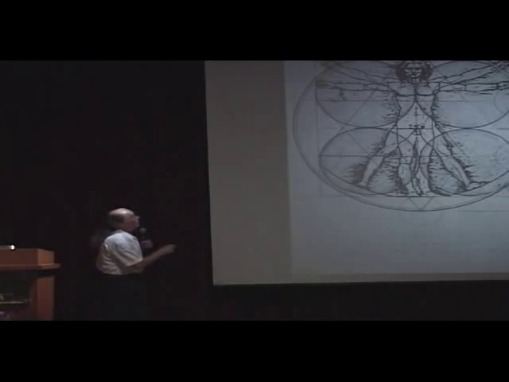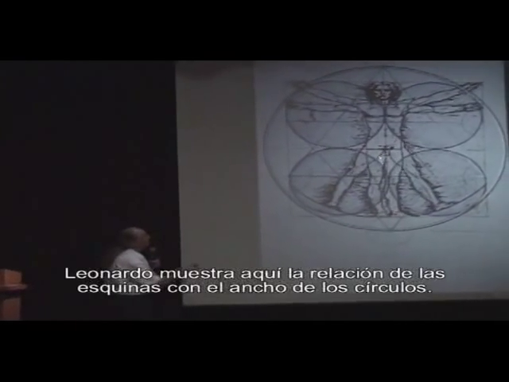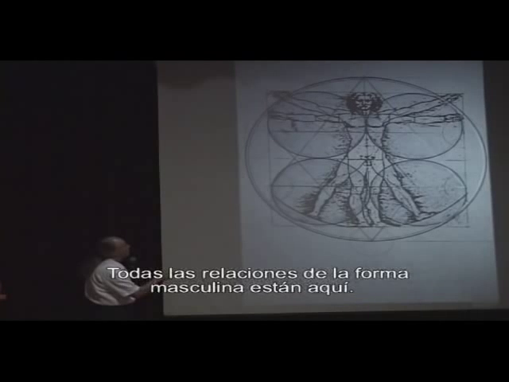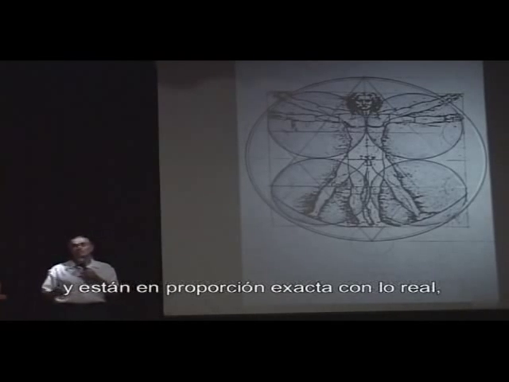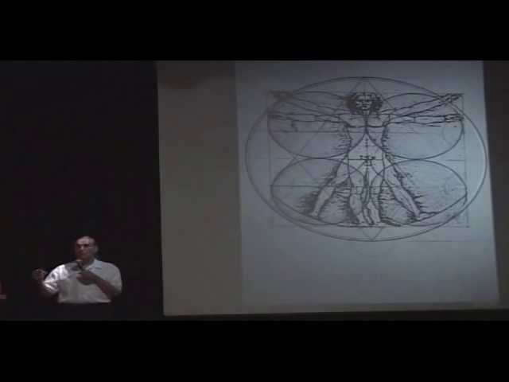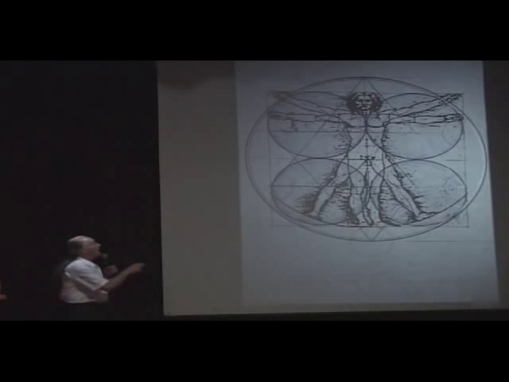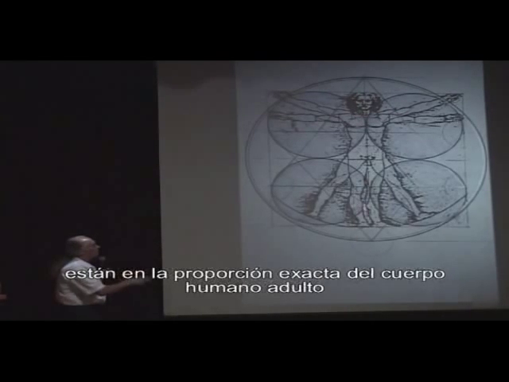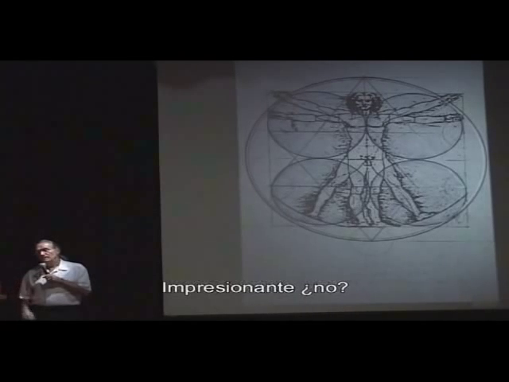And so here Leonardo is actually showing how this relationship of the corners, the width of the circles, and all the relationship of this male form that's in here. But if you think about this for a moment, it's because here is the 8-cell division, and it is in the exact proportions of the real thing. So at one time you were in that shape of 8 cells with this cube around it and the sphere that contained it. And even at the moment of 8 cells, it contains the exact proportions of the adult human body. It's amazing, really.